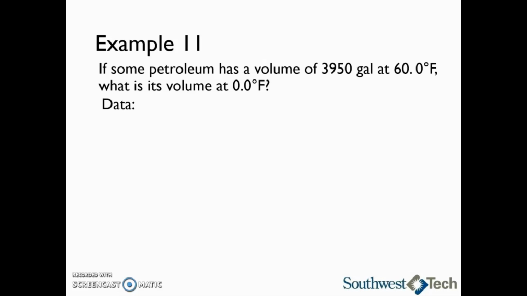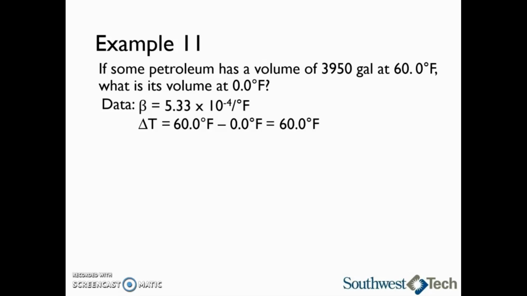Since we have petroleum, the coefficient of volume expansion will be 5.33 times 10 to the minus 4 per degree Fahrenheit. The change in temperature, delta T, will be 60.0 degrees minus 0.0 degrees, which is 60.0 degrees Fahrenheit. The original volume, V, is 3,950 gallons, and we are trying to find delta V, the change in volume. The units on delta V will be gallons, since the original volume was measured in gallons.